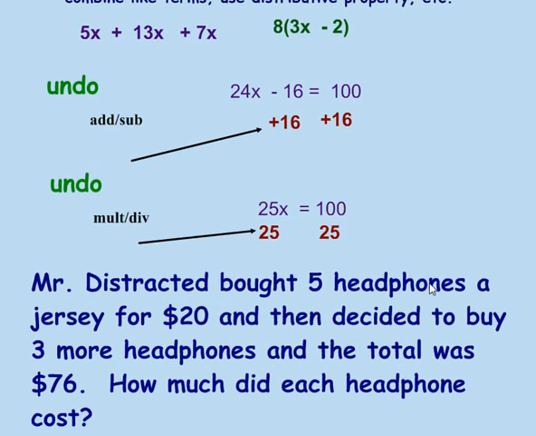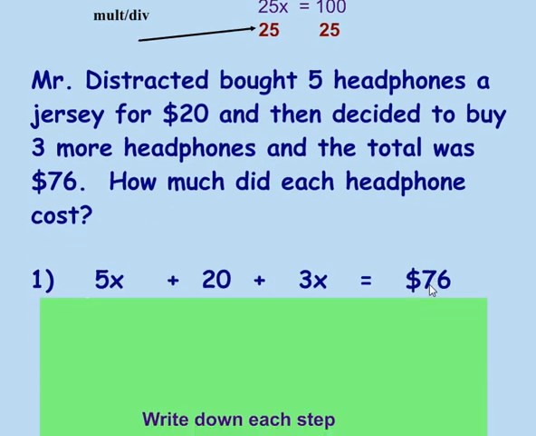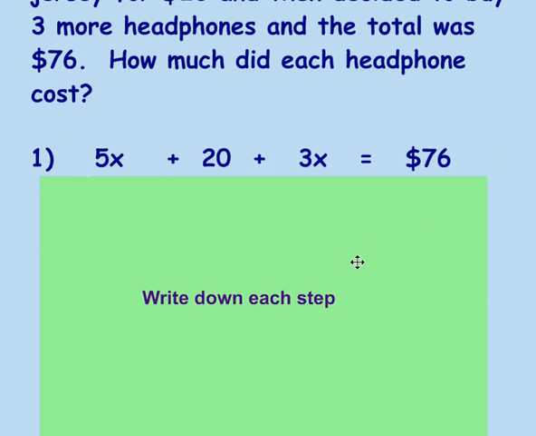All right, here's your first example that I'd definitely like you to possibly hit pause, read the question, write down the equation, and then start thinking about what you think would be your first step. Okay, welcome back. So we've got somebody that has purchased 5 headphones at Jersey for $20 and decided to buy 3 more headphones.